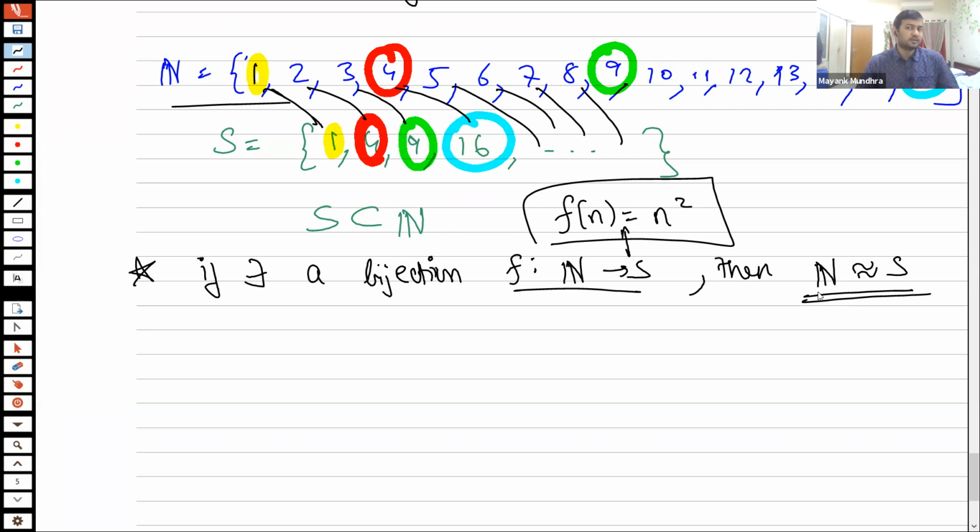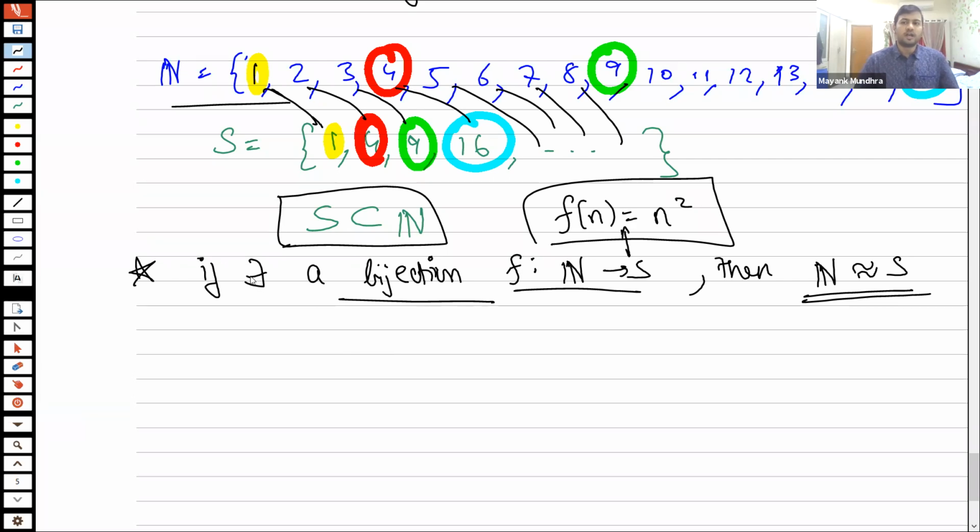And that is why the word size became controversial, because obviously if set S is completely contained in the set N, then the size of these sets cannot be equal. So that's why we move to an unambiguous word, cardinality, wherein we can define it the way we want it. And then we define the cardinality of two sets to be equal if there's a bijection.